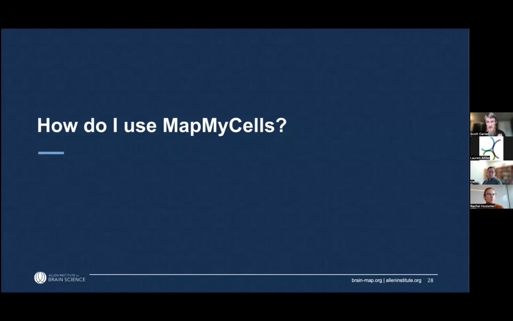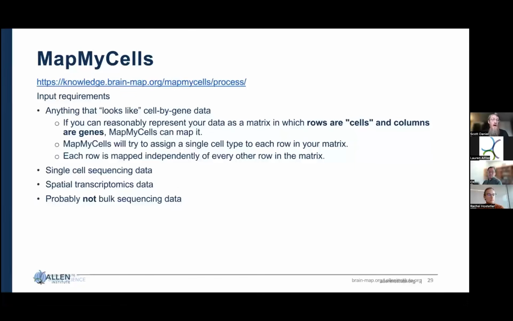Okay, so you've decided you want to use MapMyCells. How do you do that? MapMyCells has a few requirements on the data that you give it. The most qualitative requirement is that it has to look like cell by gene data. If you can reasonably describe your data as a matrix in which every row is a cell and every column is a gene, congratulations, MapMyCells can process that. MapMyCells will try to assign a cell type to every row in that matrix. Notably, it will try to assign a single cell type to every row in that matrix.